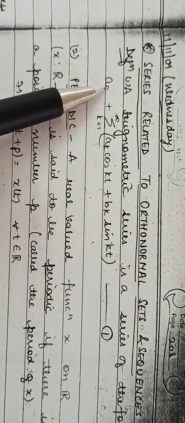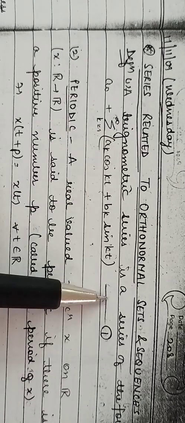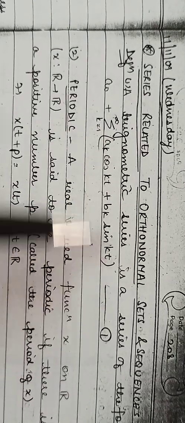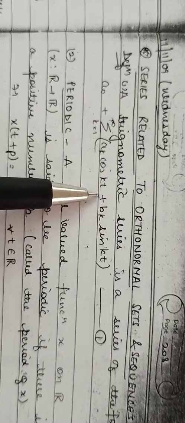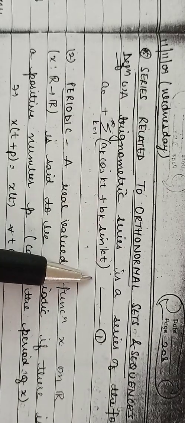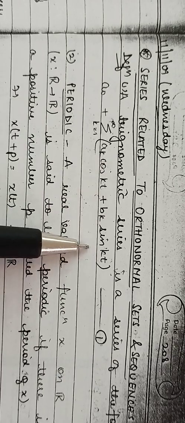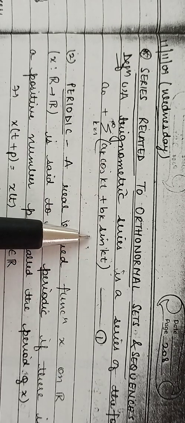So first is the definition. What is a trigonometric series? A trigonometric series is a series of the form a naught plus summation ak cos kt plus bk sin kt. This kind of trigonometric series is also called a Fourier series.